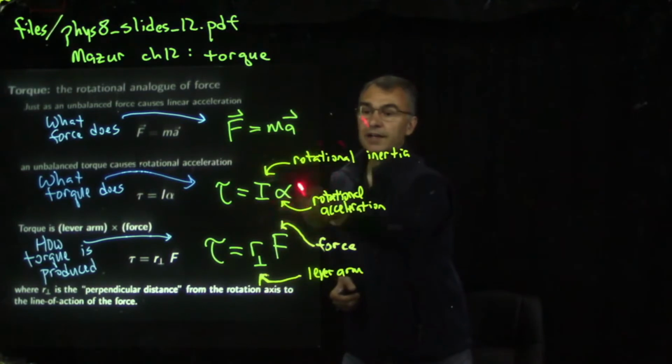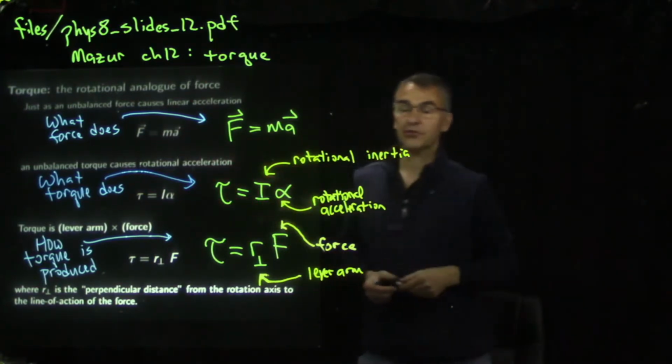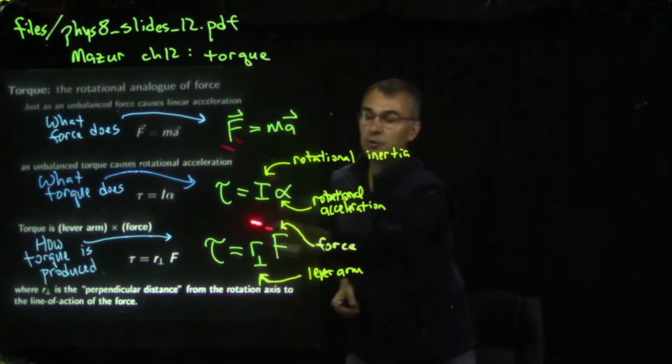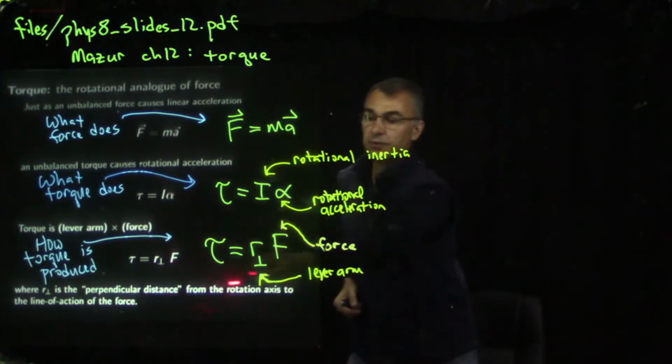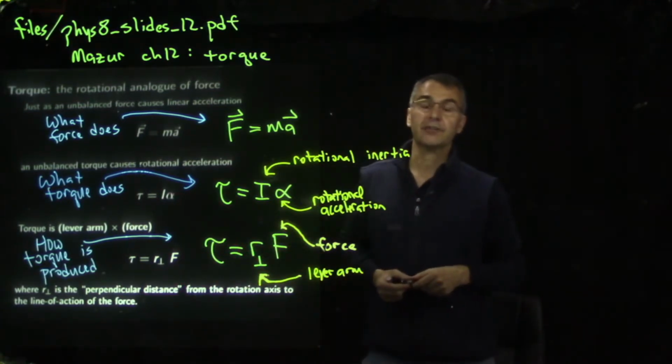Tau equals I alpha tells you the effect of a torque. It produces a rotational acceleration inversely proportional to the rotational inertia and directly proportional to the torque. Tau equals r perp times F tells you how a torque is produced. You produce a torque by applying a force at some lever arm with respect to the axis of rotation.